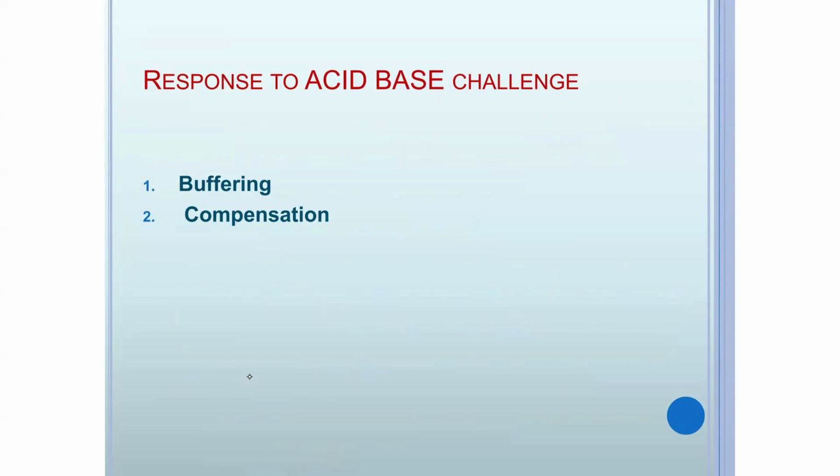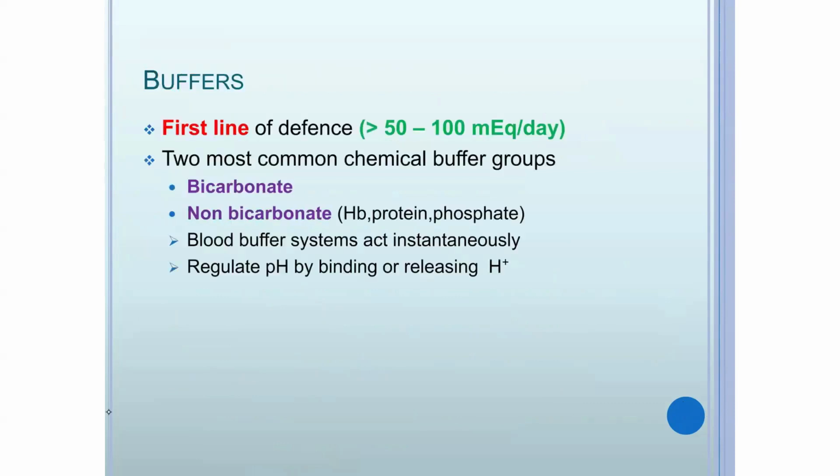So, response to acid-base balance. To balance acid-base challenges, we need a buffering system or compensation. Buffers are the first line of defense, and they are usually greater than 500 to 1000 milliequivalents per day. The two most common chemical buffer systems are the bicarbonate system and the non-bicarbonate system. In the non-bicarbonate system, we have the hemoglobin buffering system, the protein buffering system, and the phosphate buffering system. So the first line of action in maintaining acid-base balance is a buffering system.